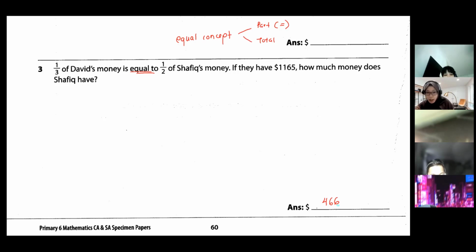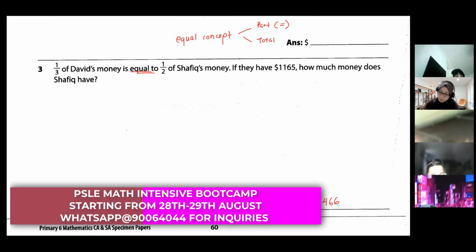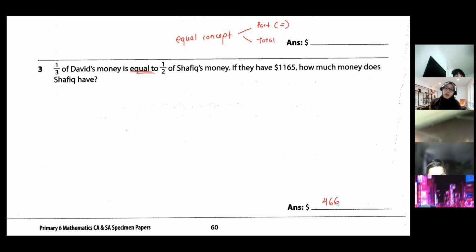Okay, I want to apply the equal concept, and by applying the equal concept, I need to identify where are the parts and where are the totals of the two fractions. How do I do that? We zoom into the fraction. So 1/3 of David's money is equal to half of Shafiq's money. So 1/3 means it is 1 unit.